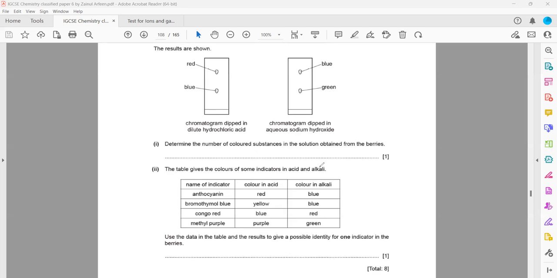The table shows the color of some indicators in acid and alkali. Use the data in the table to give the possible identity of one indicator in the berries. We can check for color because berries have indicators themselves. So you can check for each of them. Anthocyanin in acid is red. Did you see any red color? Yes, there is a red color. And because anthocyanin is blue in alkali, we see a blue color as well. So that indicator is anthocyanin.